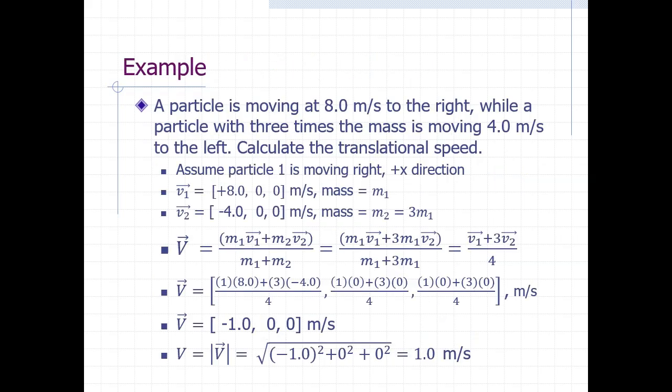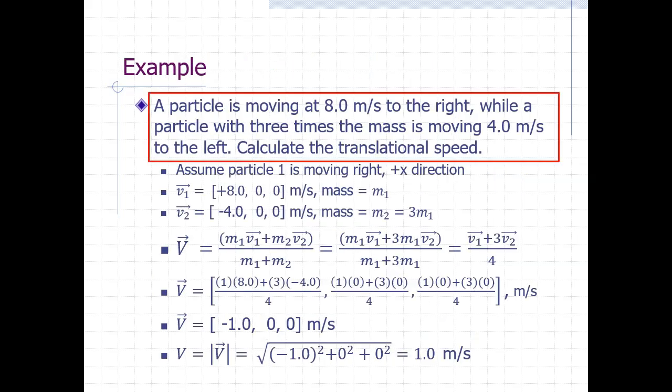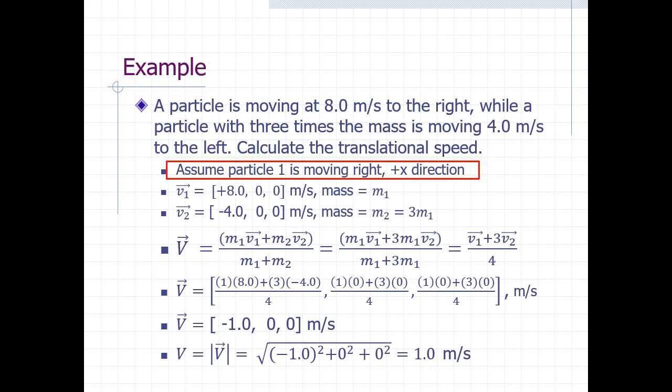Let's look at an example. Suppose a particle is moving at 8 meters per second to the right, while another particle, with 3 times the mass, is moving to the left at 4 meters per second. Let's calculate the translational speed for the two-particle system. First, we need to define which particle is particle 1. Let's say particle 1 is the particle that is moving to the right, and we'll take this as the positive x direction.